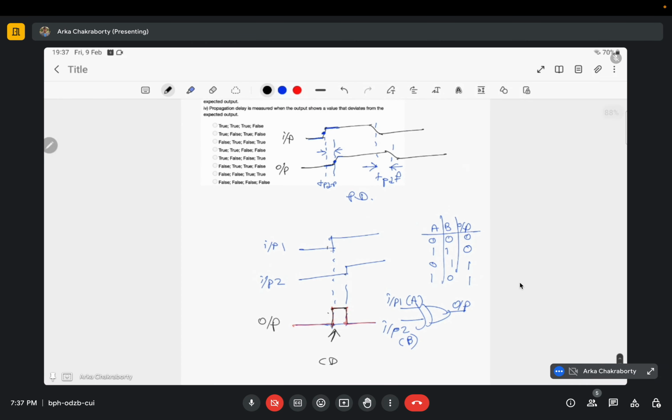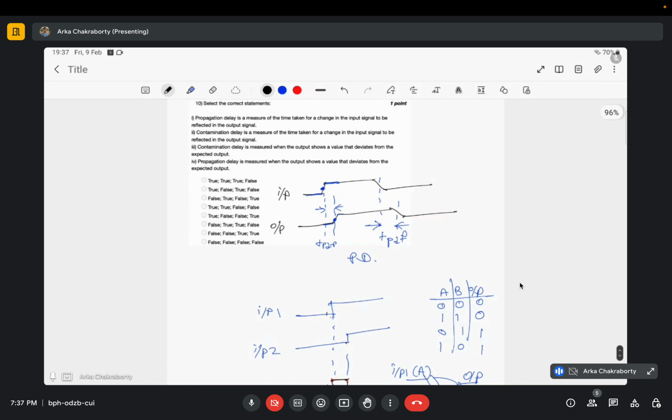Now, what is the question? Propagation delay is the measure of the time taken for a change in input signal to be reflected in the output signal. So first one is true. Second one, contamination delay is a measure of the time taken for a change in the input signal to be reflected in the output signal. So it's false. They have given the definition of propagation delay here in the name of contamination delay, so it's false.